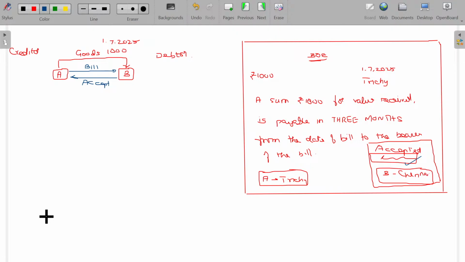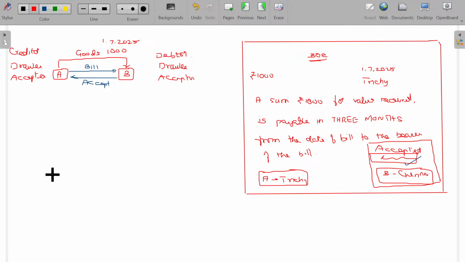Now A has the document signed by B. So in case there is any dispute, A will show that you have signed for 1000 rupees, give me the 1000 rupees. Is that clear? Who is the writer here? A is the writer, so he is named the drawer of the bill. This bill is drawn on B, so he is called the drawee of the bill. Who has accepted this bill? B. So B is called the acceptor of the bill, and A is called the acceptee of the bill. Is that clear?